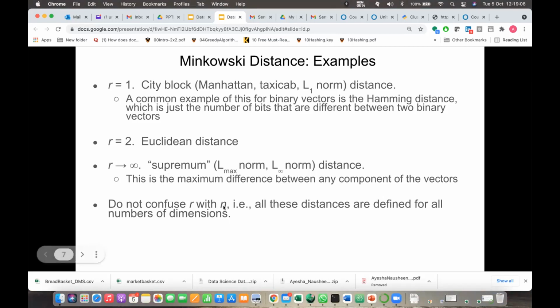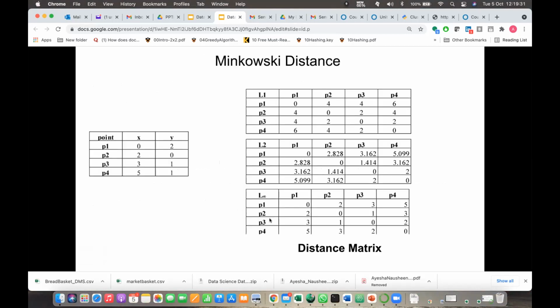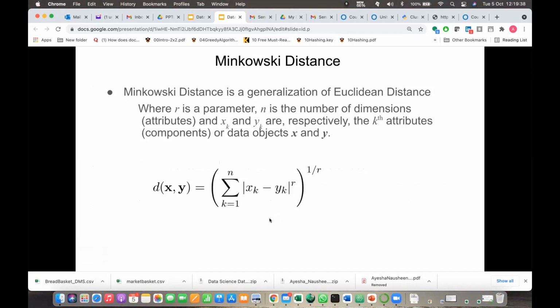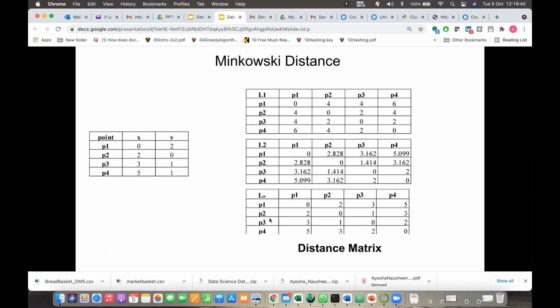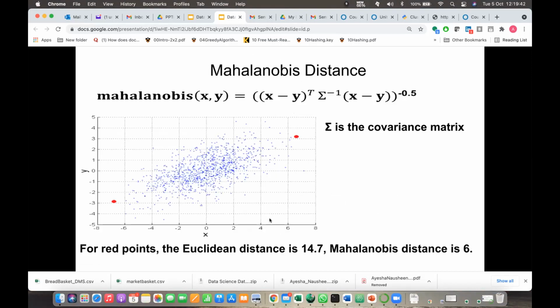Do not confuse r with n. All these distances are defined for any number of dimensions. n is the dimension of the data, and r is the Minkowski parameter. These two things you should differentiate. r can be from 1 to infinity, but n is a fixed number if your data set has n attributes. There are some examples you can go through, where using this formula for different r's, you'll get this distance matrix.